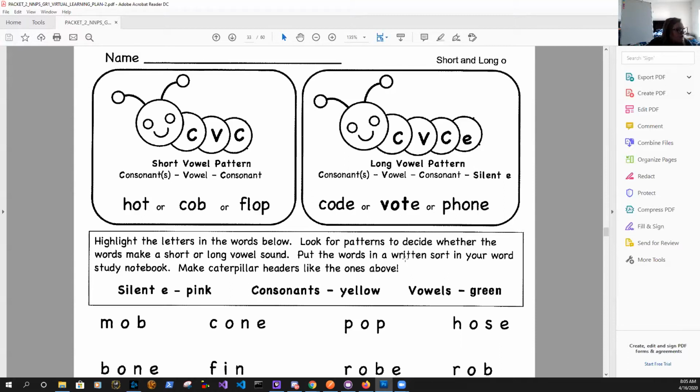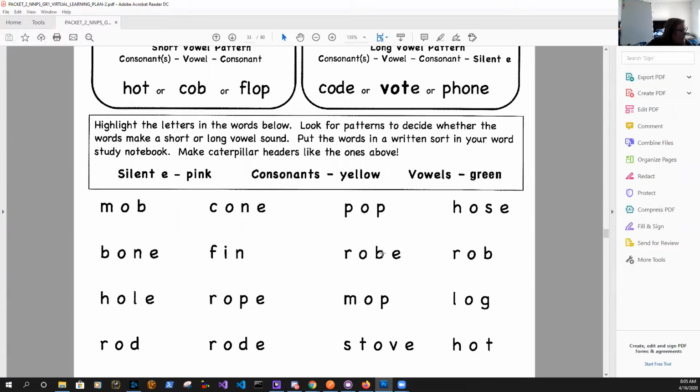So what you are going to do again, it says highlight the letters in the words below. Look for patterns to decide whether the words make a short or long vowel sound. Put the words in a written sort in your word study notebook. Make caterpillar headers like the ones above.